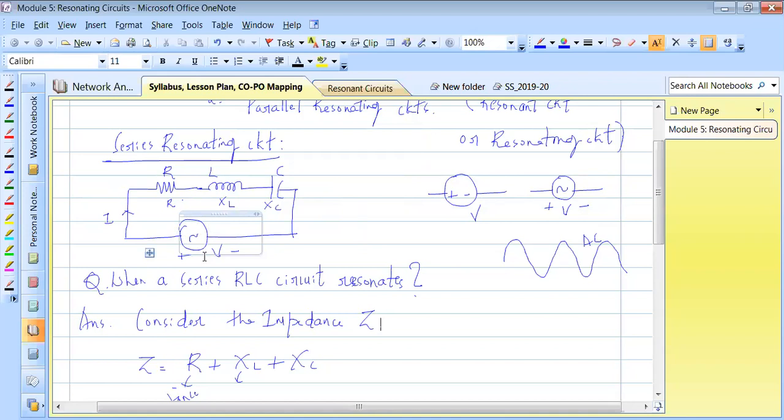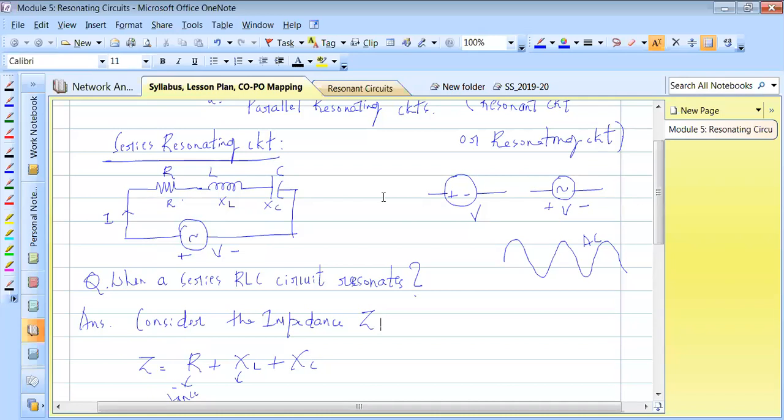Now, soon after we connect this AC source to this series RLC, we cannot say that this circuit resonates. Understand? Listen to me carefully. When I connect this RLC in series and apply an AC voltage source, the circuit will not resonate.